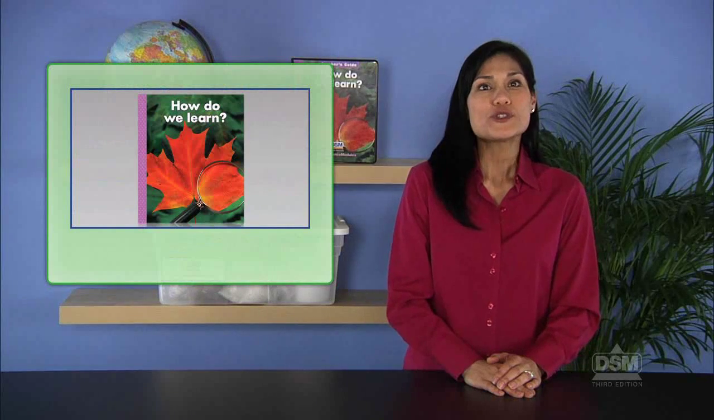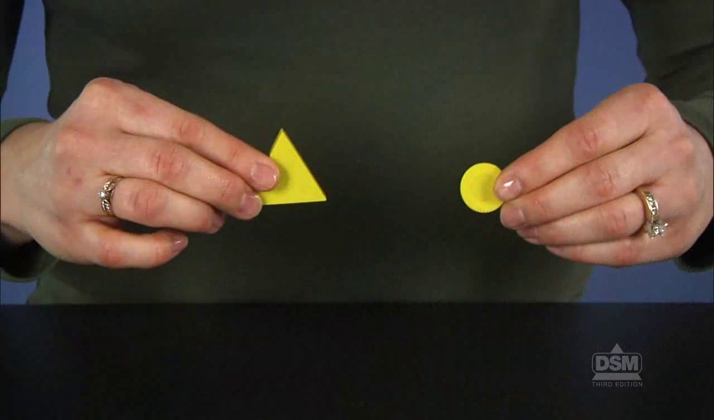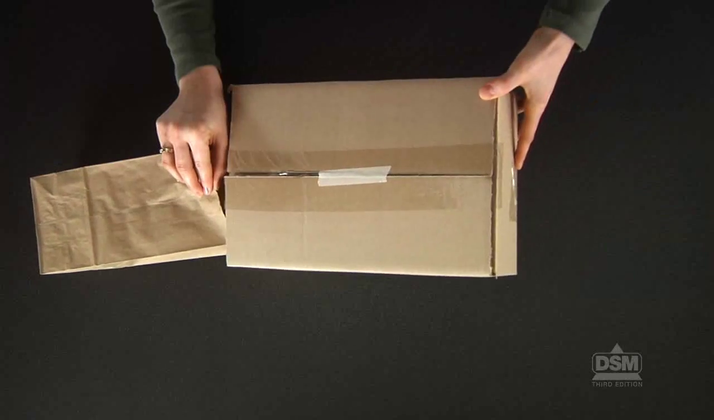In the Delta Science module, How Do We Learn?, students begin their hands-on investigations by using their 5 senses: seeing, hearing, touching, tasting, and smelling, to learn about their surroundings. They observe, describe, and compare various objects by using properties such as color, shape, texture, and size.